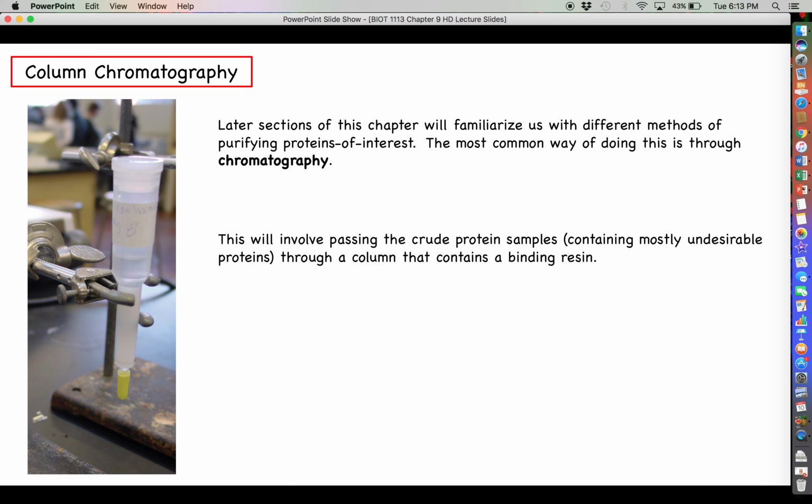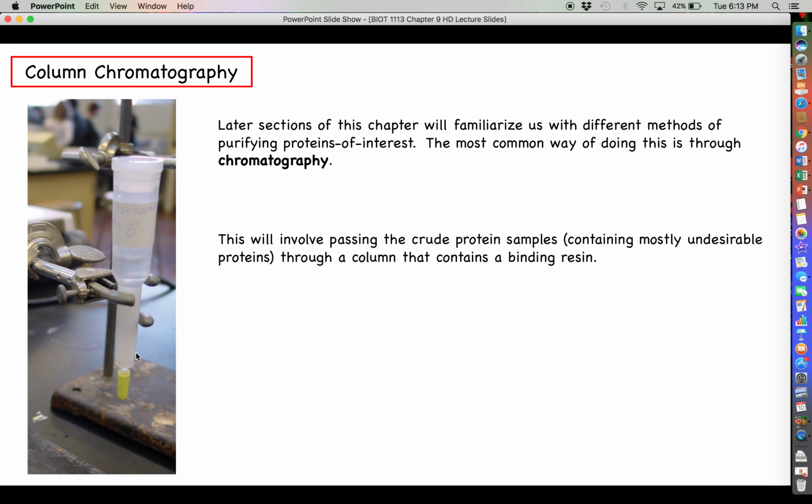So typically what this is going to entail, and again in the next video we will talk about the principles and different methods of employing chromatography to purify proteins, but the general idea is that we take our crude protein sample, which again contains mostly undesirable proteins, and we pass it through a column that contains some type of binding resin.